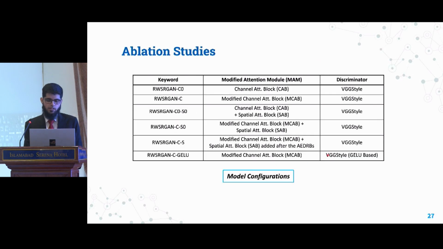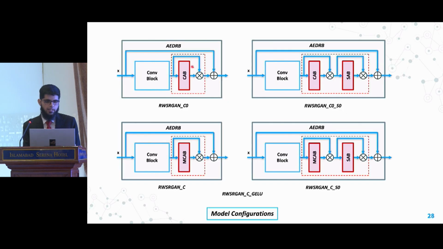So here are some studies where I used different combinations of those attention blocks. In the modified attention module, you can see I used channel attention block only, modified channel attention block only, a combination of CAB and spatial attention block, a combination of again MCAB and spatial attention block, etc. And the last one, I even experimented with the discriminator part, where I used a GLU based VGG style discriminator. So these are some of the images. You can see this red block is the modified attention block. Here I used CAB only, then CAB plus SAB, MCAB only, MCAB plus SAB, etc. There were some other combinations as well.